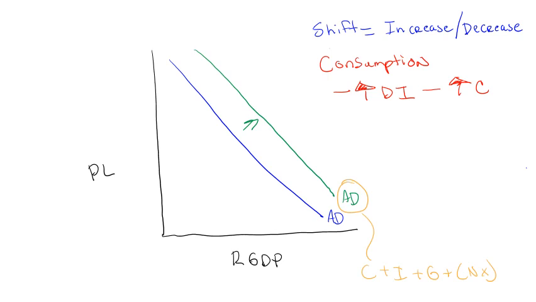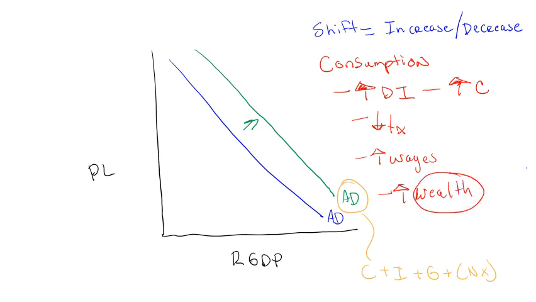So anything that would increase your disposable income, things like a decrease in taxes, an increase in wages, or an increase in your wealth, right? Because remember, wealth and income are not the same thing. Wealth is an accumulation of your assets. Your income is what you get paid every month, right? So if your house goes up in price by 200%, you're going to be able to spend more money, right? So that would all increase your aggregate demand because of consumption.